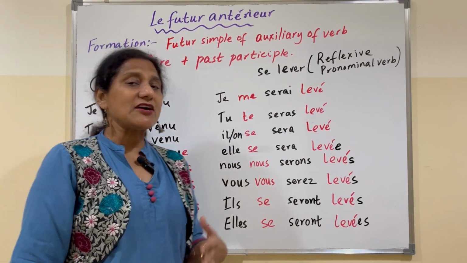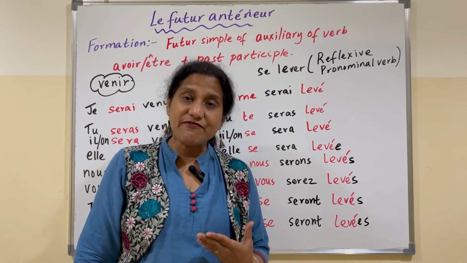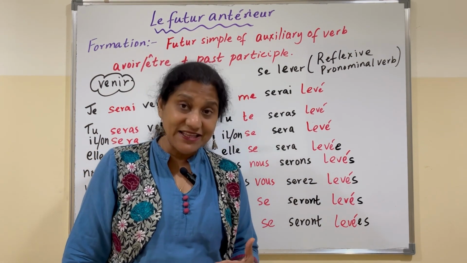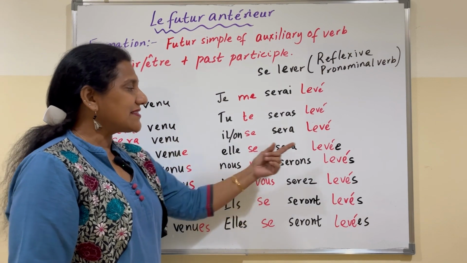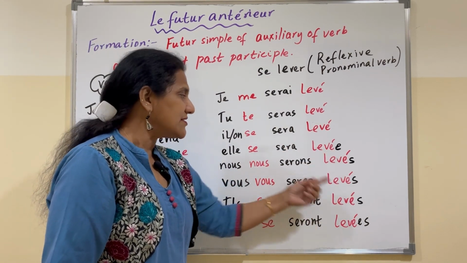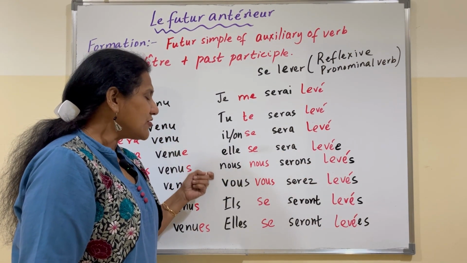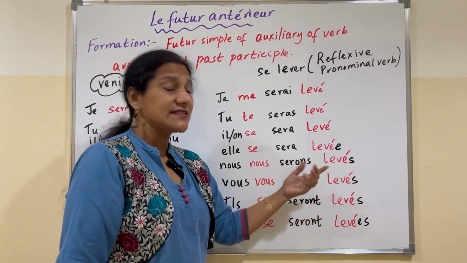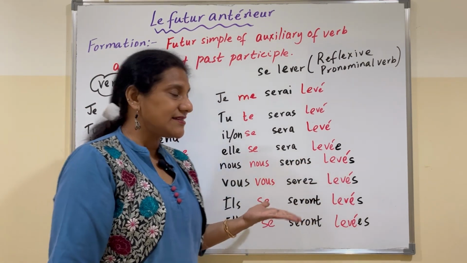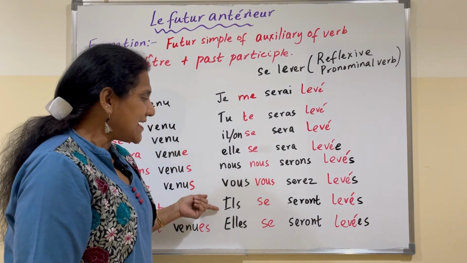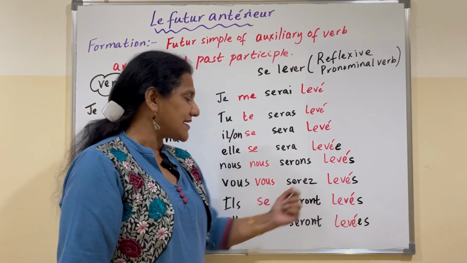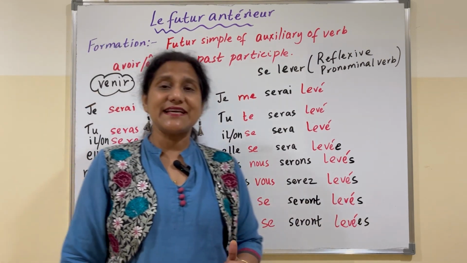Remember, even in passé composé we had learned all reflexive verbs take être as the auxiliary. And therefore we've got agreement with feminine singular. Nous and vous, we use S unless in the context it's clearly mentioned it's feminine. Ils plural will take an S and elles plural will take an ES.